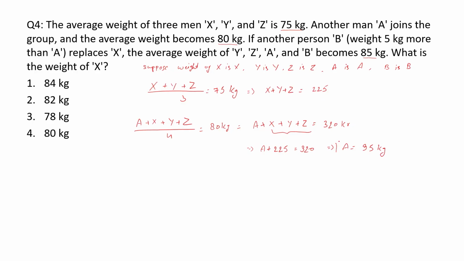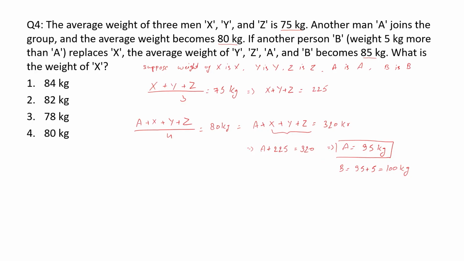So you got the weight of A. A's weight you already got to know. Now, these are the two lines. Now, if another person B weighs 5 kg more than A, so you know the weight of B also. B's weight is 95 plus 5. That means 100 kg. Right?